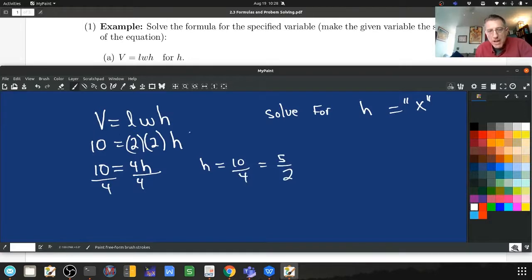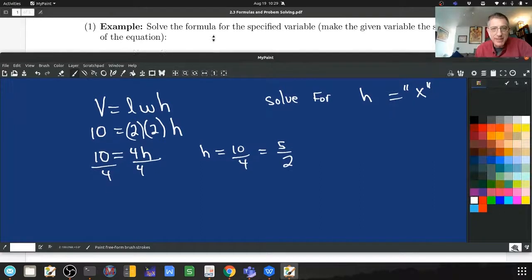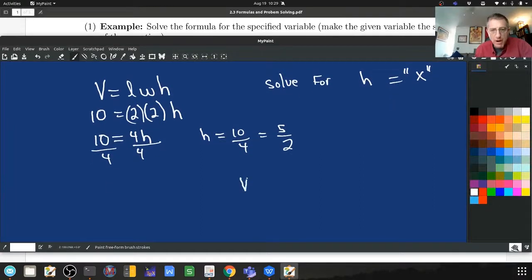Now, you're not given any numbers here. You're just given this formula. But you're going to do the exact same thing. So we're going to have volume is equal to length times width times height. So again, this is my unknown H. If you want, you can literally do the problem this way: V is equal to LWX, solve for X, and at the end of the problem, just rewrite the variable H instead of X.